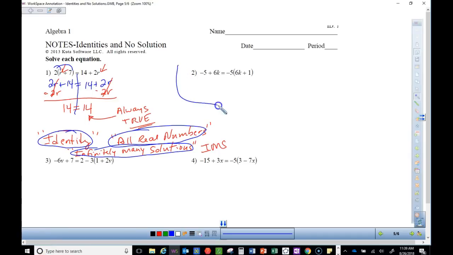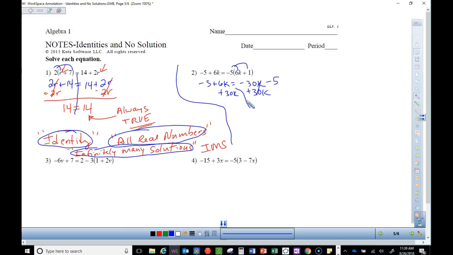Alright, let's see what we got here for number 2. I'm going to distribute first, always. So bringing this down, I'll have negative 5 plus 6k equals negative 5 times 6 will be negative 30k, and negative 5 times 1 will be negative 5. No like terms, so I'll get my variables on one side. I'll add 30k.